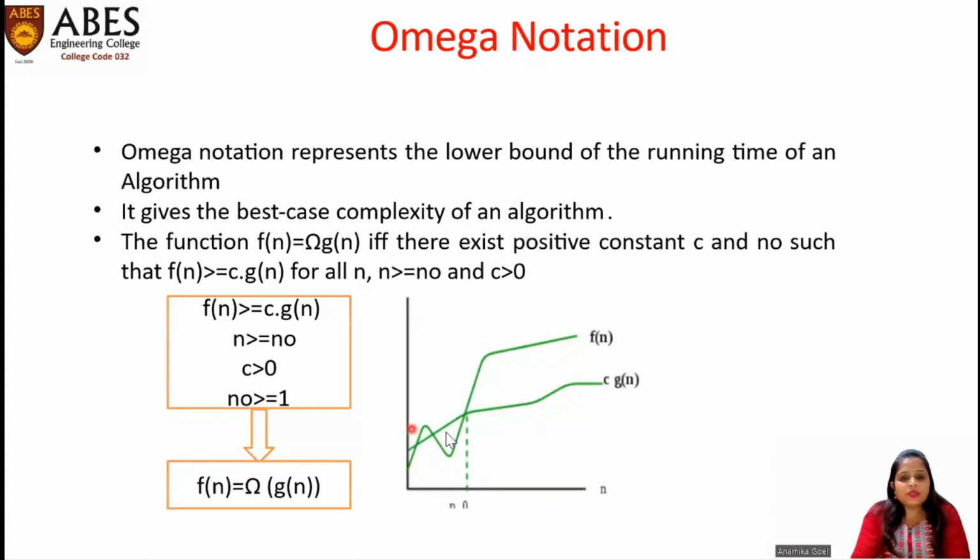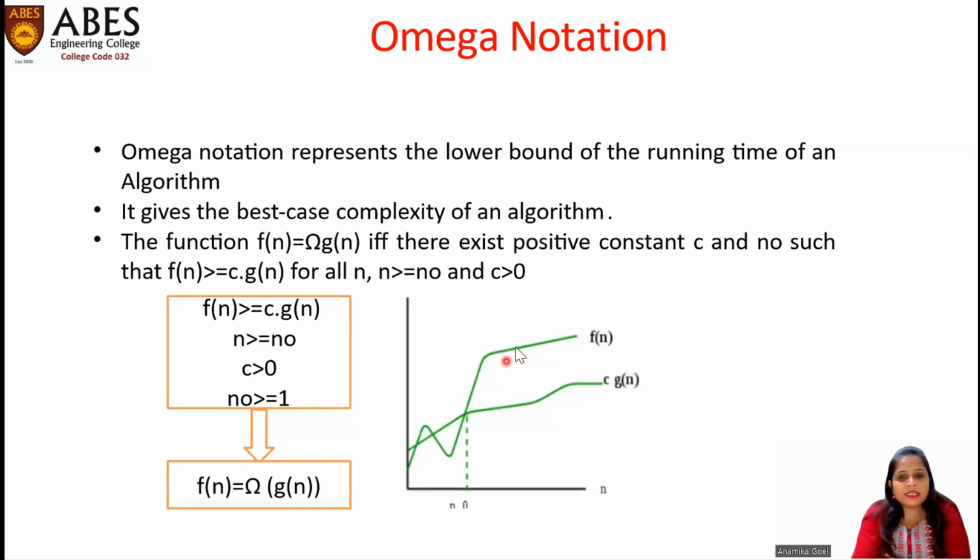In this graph, you can see that n naught is the intersection point between function f of n and function g of n. You can see that after the intersection point n naught, the value of function f of n is always greater than or equal to g of n.